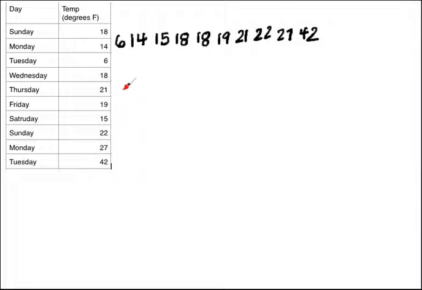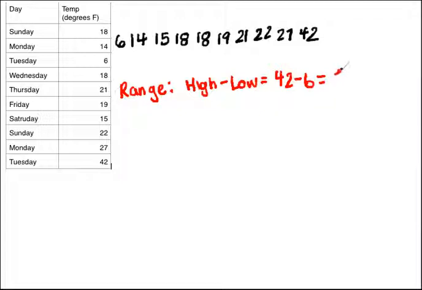So we're going to talk about overall range, which is just the range of all of our numbers. Okay, so the range is the difference between our high value and our low value. So it's your high value minus your low value, which in this case is 42 minus 6. So our range here is 36.